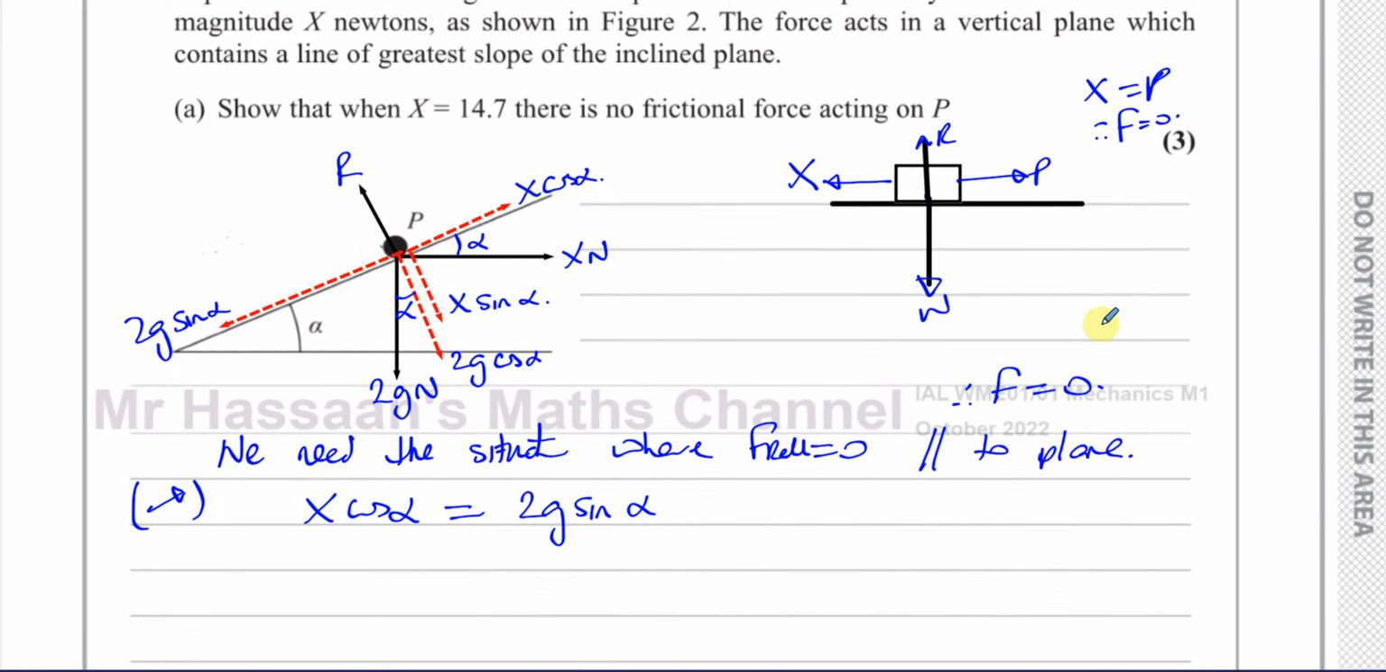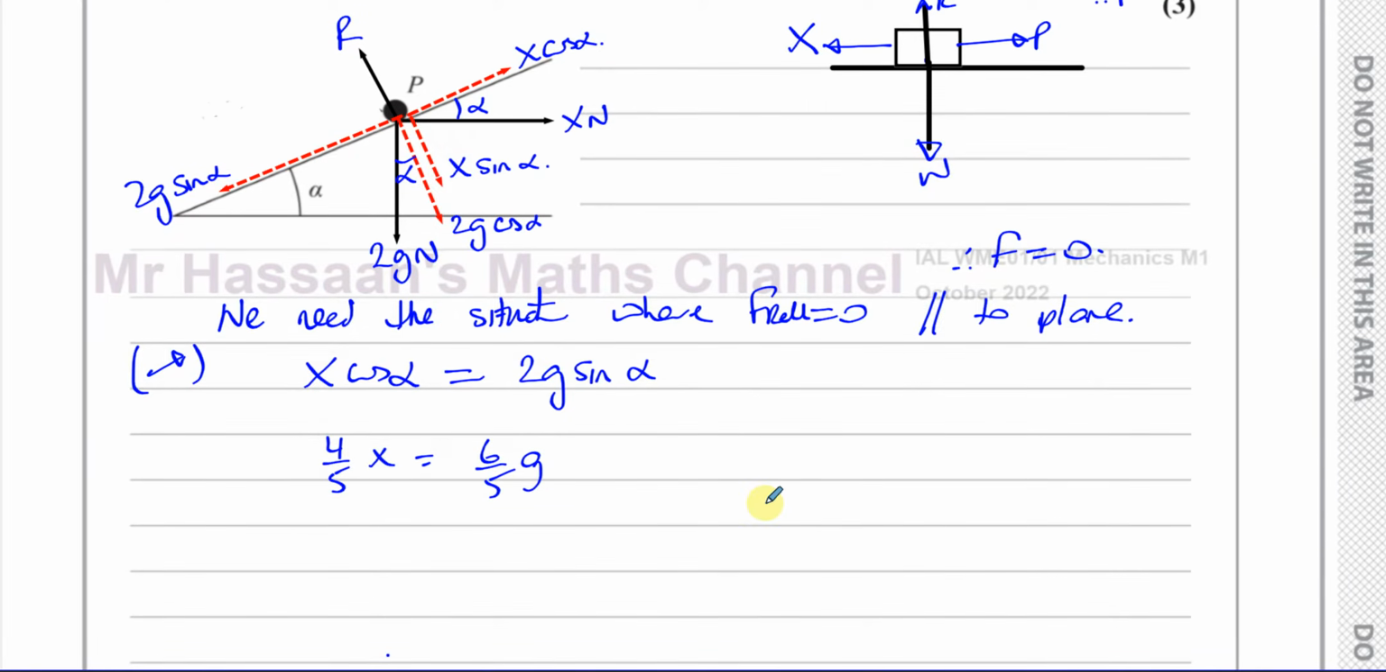So as we said, cosine is 4/5. So this is going to be 4/5 x equals 2g times 3/5, so that's going to be 6/5 g. All right, so we can say therefore x is equal to, multiply by 5, the 5 cancels out, you get 6/4, which is 3/2 times g newtons.